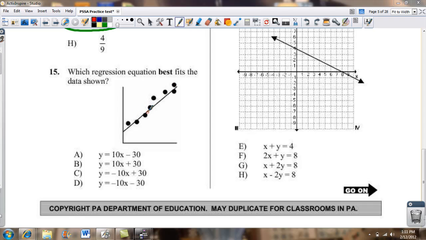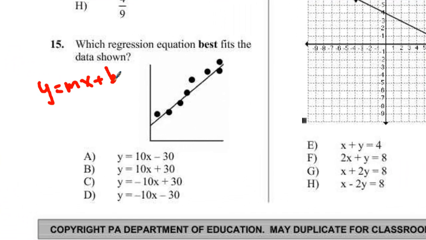Okay, question number 15 deals with a scatter plot, and we're asked to write an equation of the best fit line. And if you notice, all the answers were in the form y equals mx plus b. So this line, hopefully you can clearly see that it is a positive slope, which leaves either A or B. And the fact is the y-intercept, where it crosses the y-axis, is a positive value, which leaves us with an answer of B.